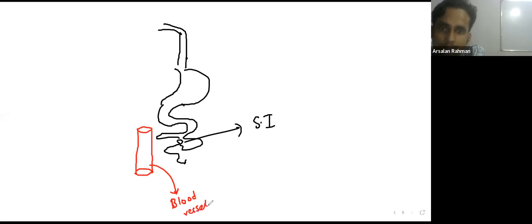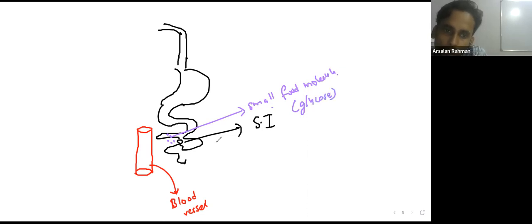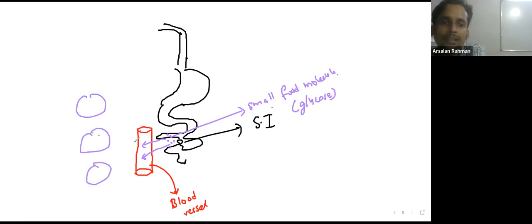What will happen is that in small intestine, there are small molecules. Yes or no? These are small food molecules. Suppose glucose. This food molecule will enter into bloodstream, and this blood will carry this food to different cell. Now this blood vessel has food inside it.